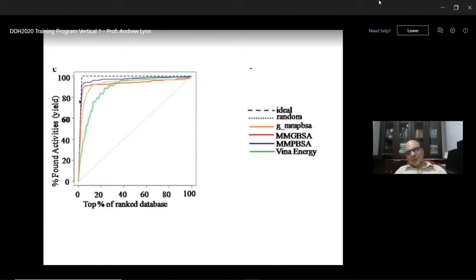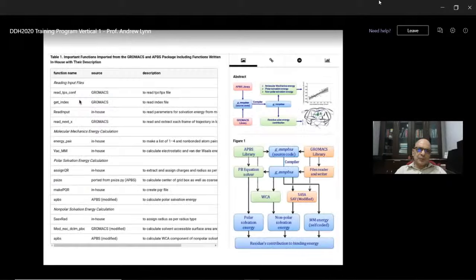Now that was an improvement that comes from a knowledge of the theory, but I've developed code for it, and can we plug that code into our particular software? Okay, developing the software, this is the parameters that we did. You take the APBS GROMACS libraries and put them together, and this is the way that you can apply it. And this is what I described earlier.